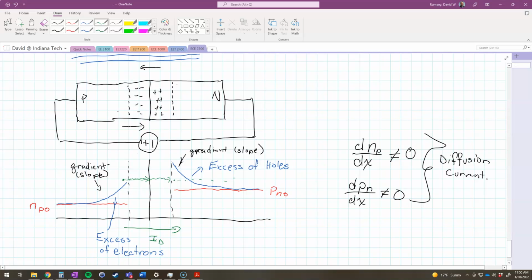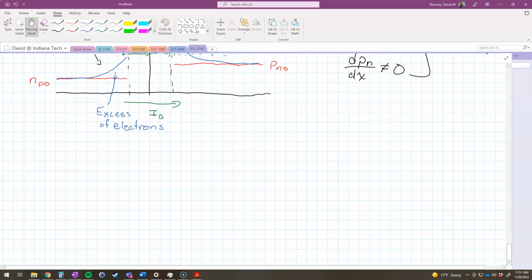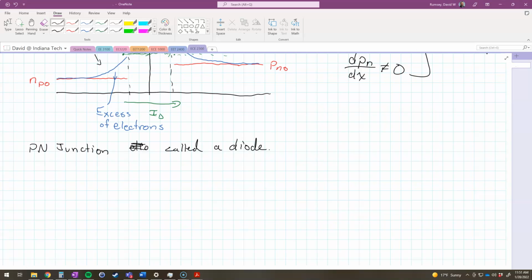I didn't label it here, but the voltage we apply we call VD, because we're going to again call this a diode. So the end story here is a PN junction, we call it a diode.